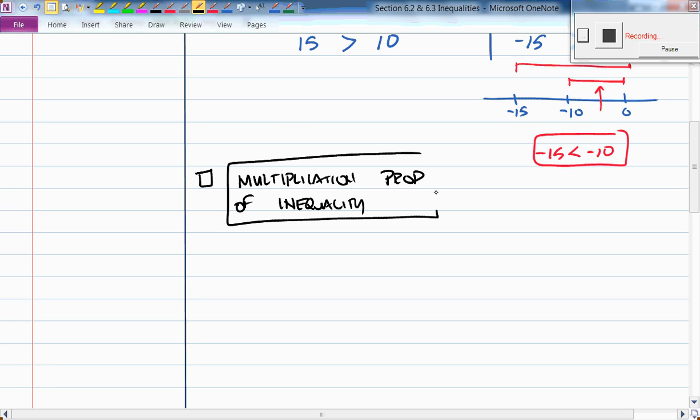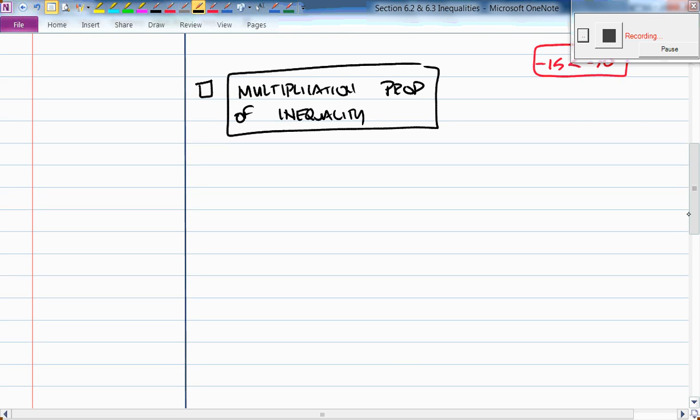So, the multiplication properties of inequalities. In section 6.1, we talked about the addition and subtraction properties of inequalities. Now we're talking about the multiplication properties of inequalities. And just like before, there's 4 of them: 1, 2, 3, and 4. So we're going to list them all out, make sure we understand. And they're all if-then statements.